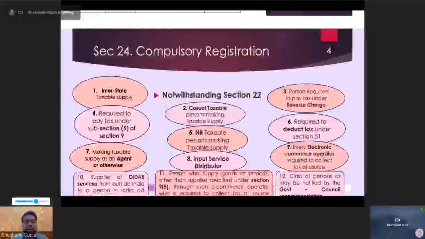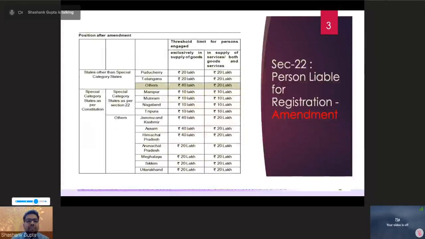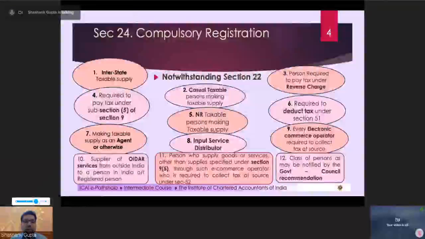Now this, my dear friends, this turnover limit is only relevant where the taxpayer is not covered under mandatory registration, under compulsory registration. And in what cases is the registration compulsory? The registration has been made compulsory in all these cases.